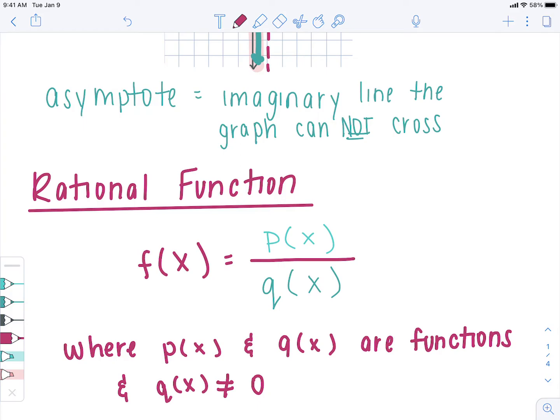Which you saw, the most basic form of this is the 1 over x that we looked at with the parent functions. But now we're going to get even fancier and look at all different versions of fractions. Everybody's favorite.